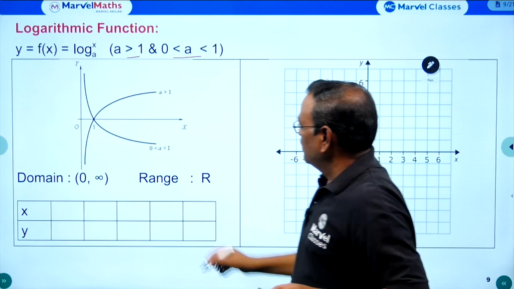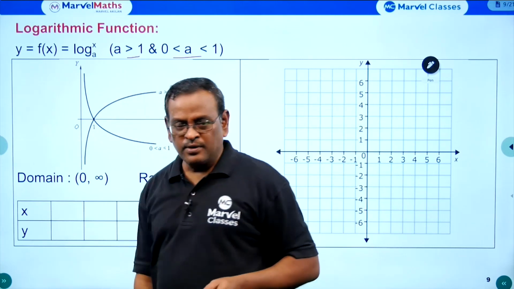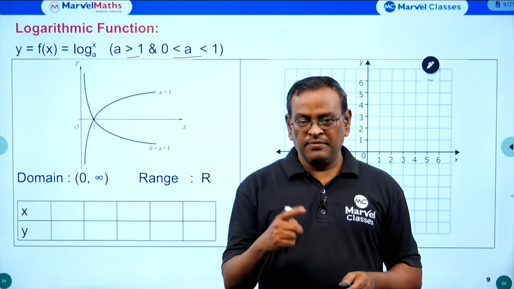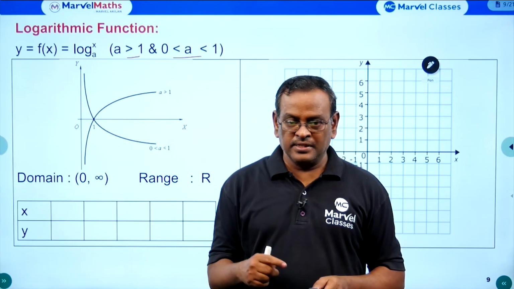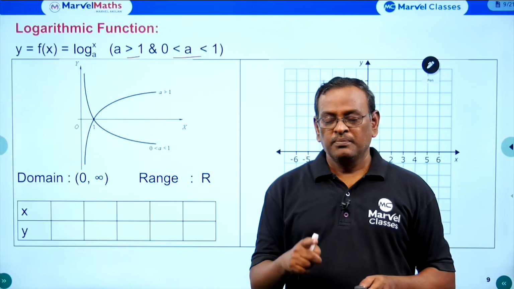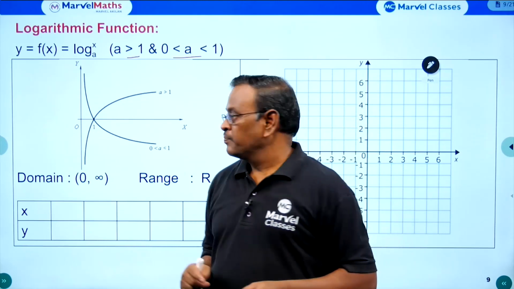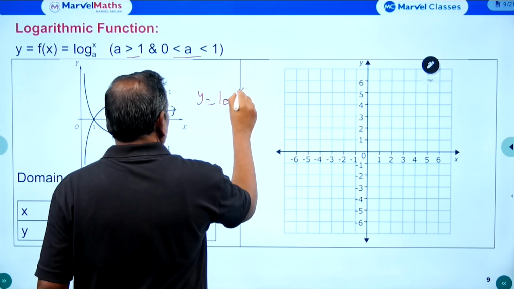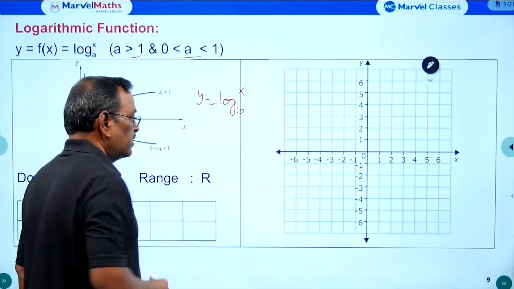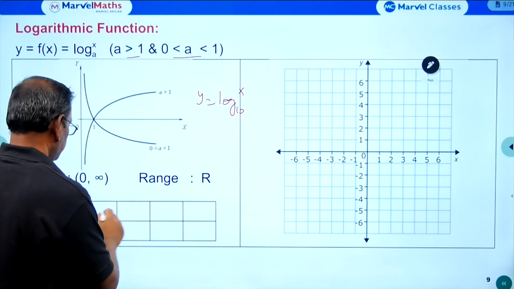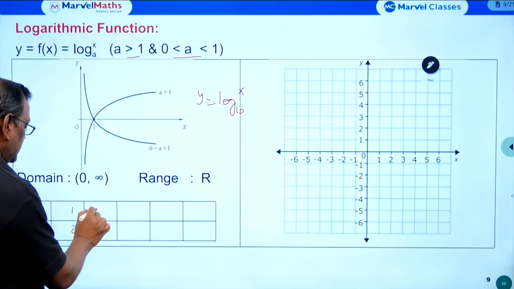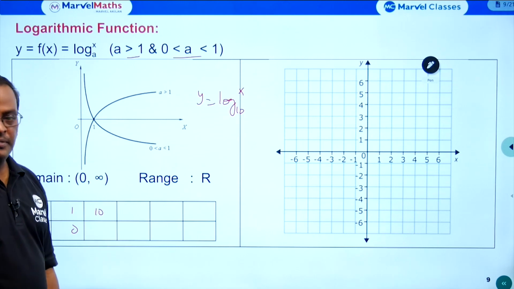Now at present a is unknown. In the exponential function I drew the graph when a equal to 2. Now in the logarithmic function I draw the graph when a equal to 10, because we can use the logarithmic table. So now I am drawing the graph of y equal to log x to the base 10. When x equal to 1, y equal to 0. When x equal to 10, log 10 to the base 10.